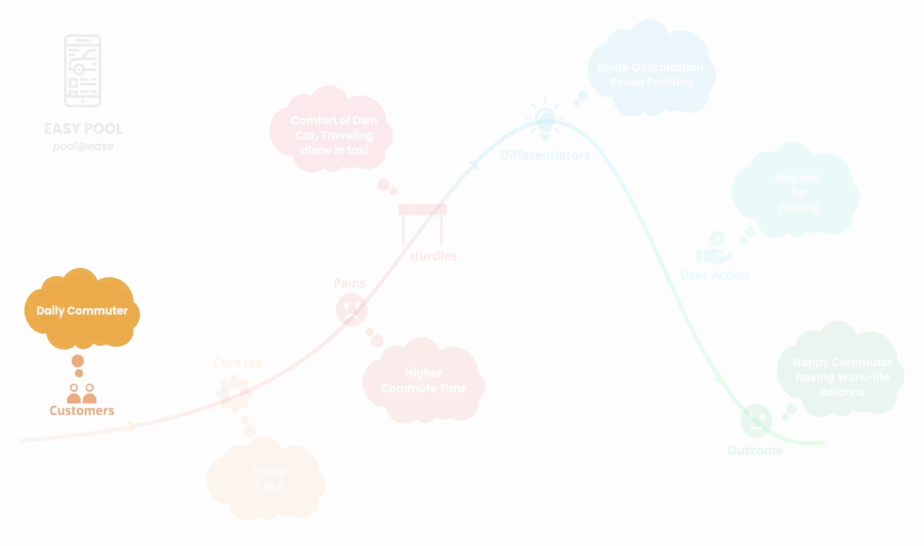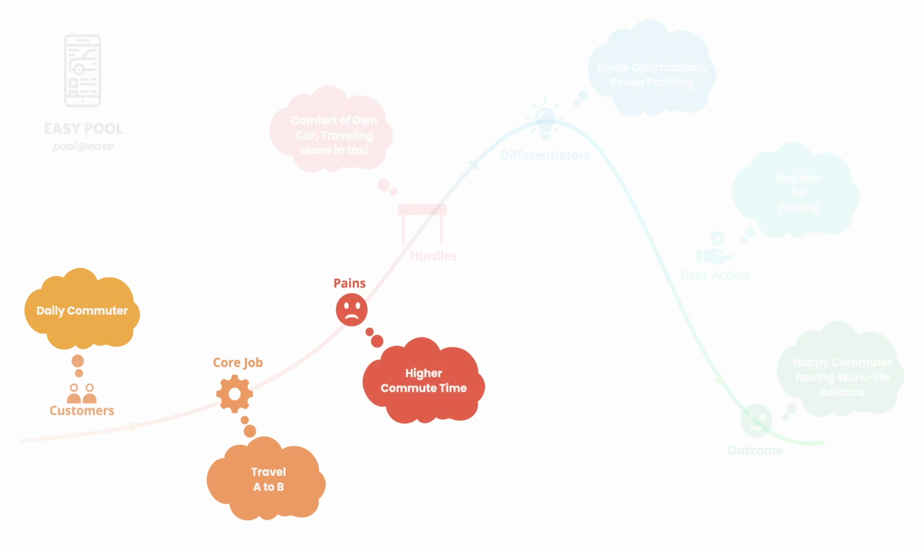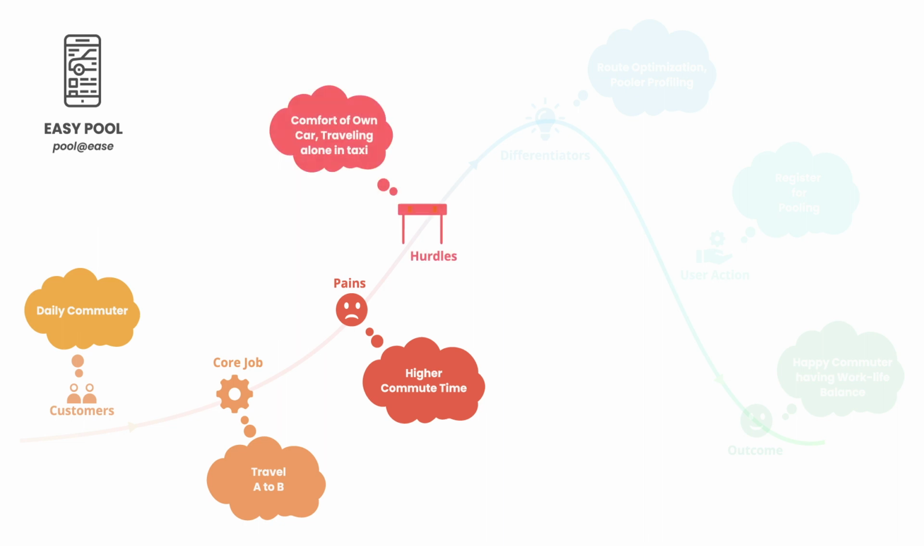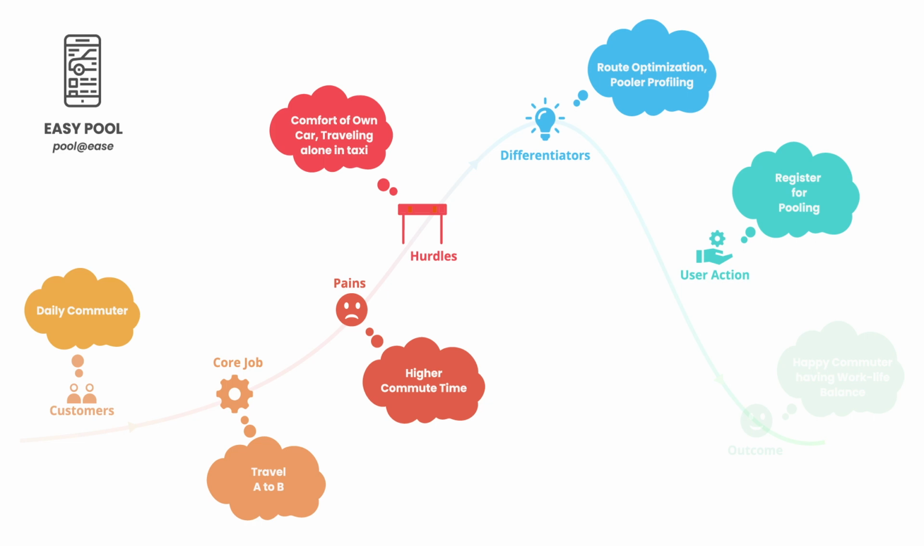Once upon a time, there was a daily commuter whose job was to travel from point A to point B. The commuter was unhappy due to higher commute time. Then came the hero, Easy Pool, who wanted to reduce this time and make life easy for the commuters. Then there were villains of traveling alone in their own car and taxis. Then the hero overcame these hurdles by providing route optimization and pooler safety. Then the commuter lived happily ever after with reduced commute time and work-life balance.